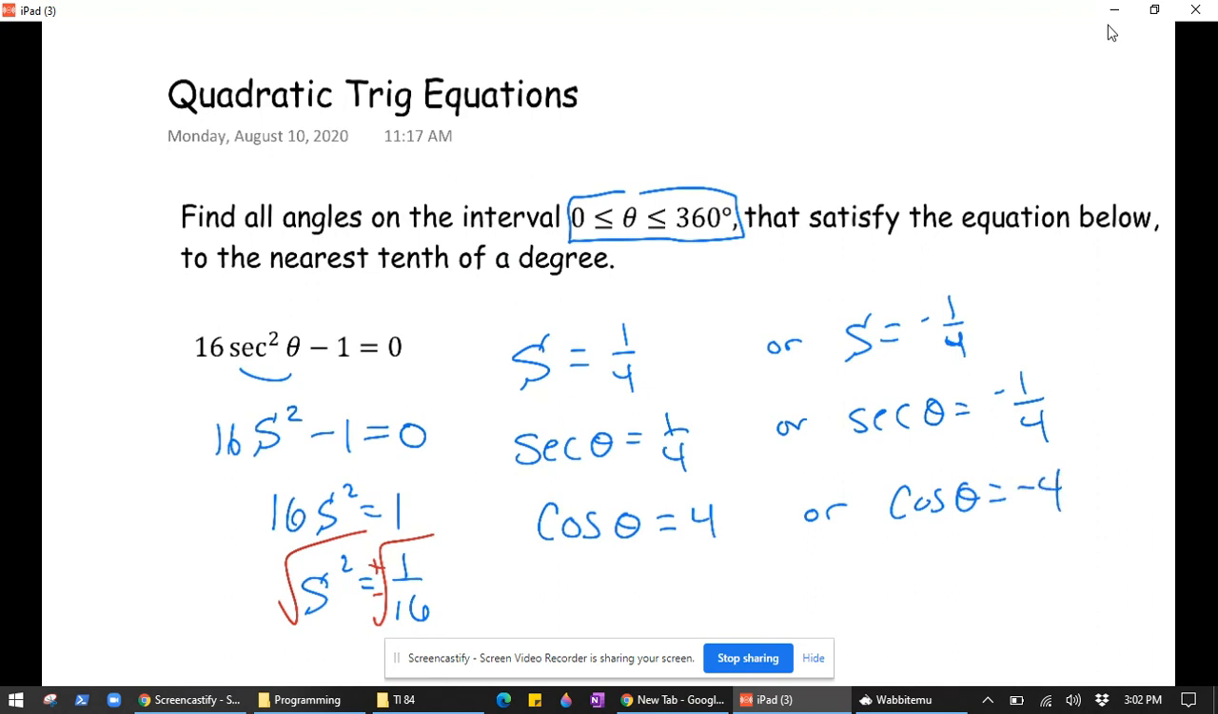But here we have a problem because cosine of theta can never be 4 or negative 4, because cosine of theta can only be between negative 1 and 1. You can think of the unit circle or the graphs, whatever makes you understand that idea. Cosine is the x-coordinate on the unit circle. The x-coordinate could never be bigger than 1 or less than negative 1. So that just tells us there's no solution to this original equation.